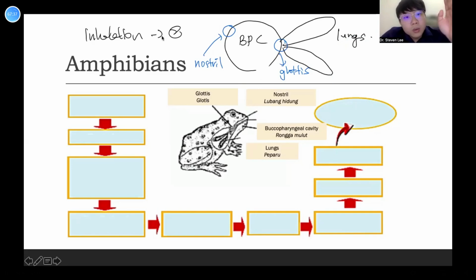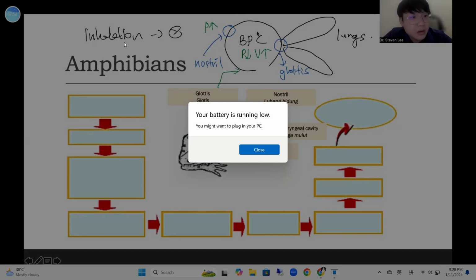So, inhalation got 2 steps. Very simple. Same concept, Boyle's law. If you want to do inhalation, pressure outside must be high, pressure inside must be low, so the volume inside must be high. So how do we do it? Very simple. Just now, remember when we talk about the fish, this is called the floor of buccal cavity. So in amphibians, this is the floor of the buccopharyngeal cavity. In Bahasa Melayu, it's dasar rongga mulut.